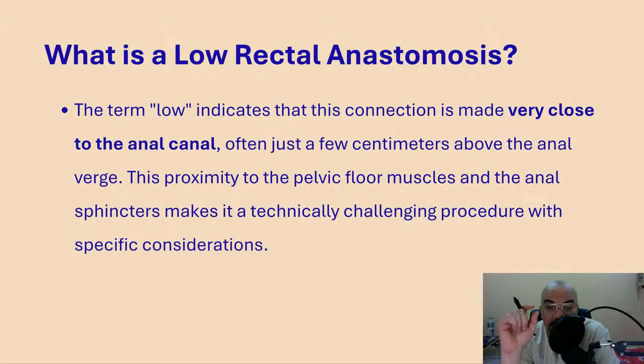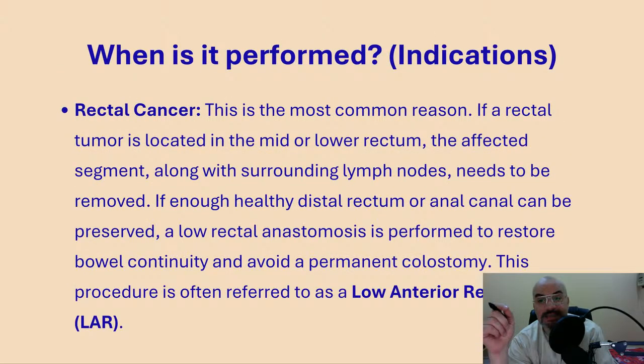The other issue to think about is the term low, which indicates that this connection is made very close to the anal canal. So we are talking about the last part of the large intestine, often just a few centimeters above the anal verge. This is near the pelvic floor muscles and the anal sphincter, which makes it a technically challenging procedure, and it's not an easy surgery to do. Now we can see, in the other slides, how this procedure is performed.